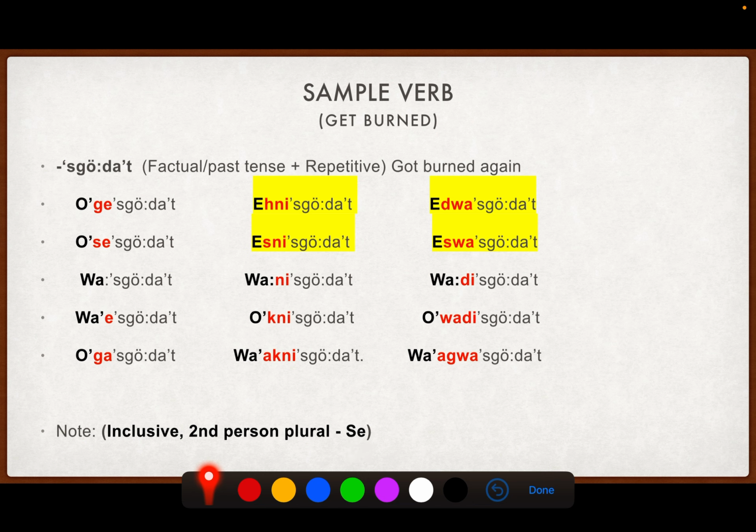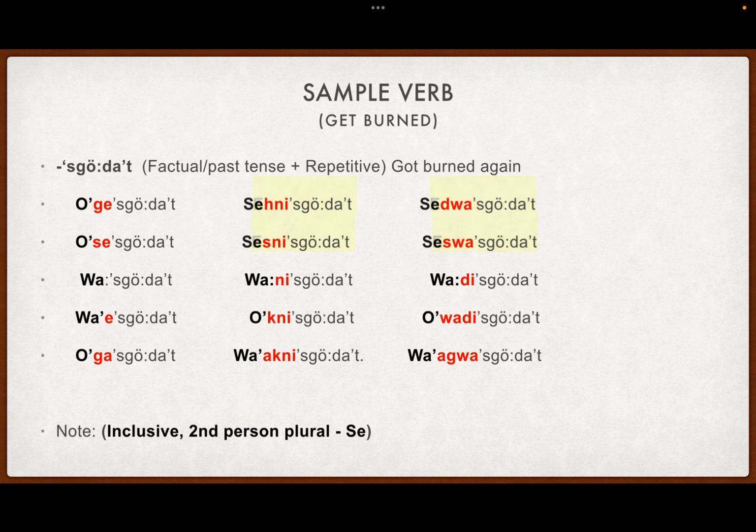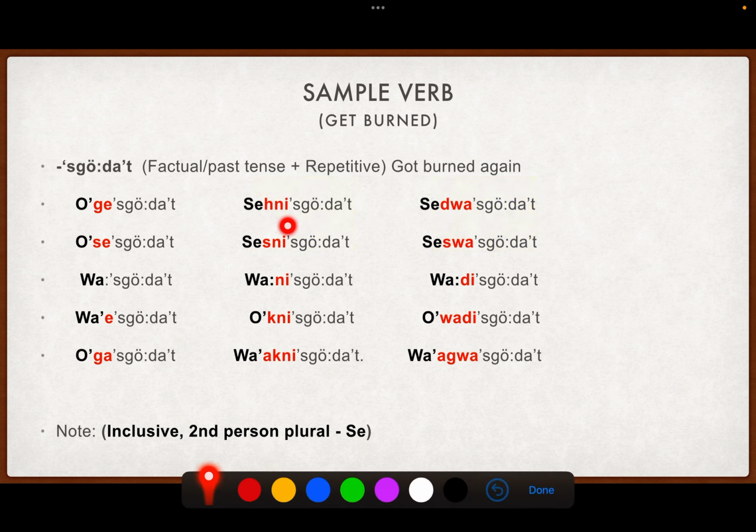So let's change those real quick. Say hneet skondat, say sneet skondat, say dwat skondat, say swat skondat. All right. Me and you got burned again. You two got burned again. We all got burned again. You all got burned again. All right. So those are all the ones that just use say.